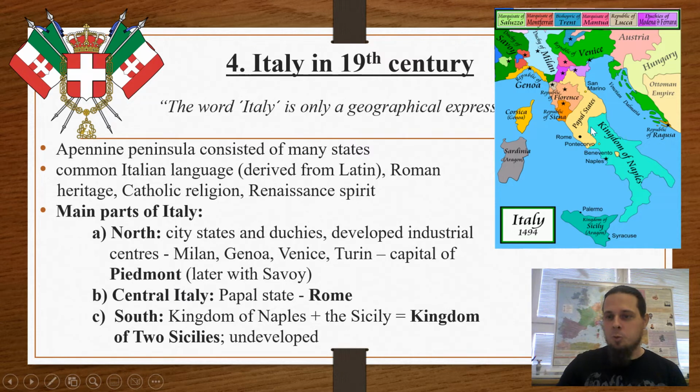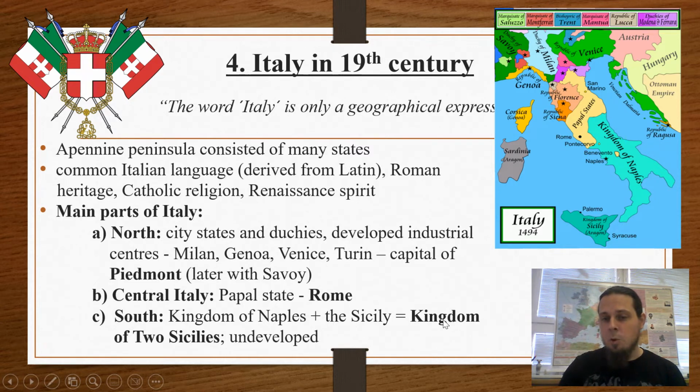Central Italy, of course, was the papal state. Since the times of Napoleon's conquest of Rome and the papal concordat of 1801, Rome and the papal state were under the influence of France. You see, they were very much powerful. The south was the Kingdom of Naples, the Kingdom of Two Sicilies, not anymore in the hands of the Spaniards, but still with their influence there, and this Kingdom of Two Sicilies was still there.